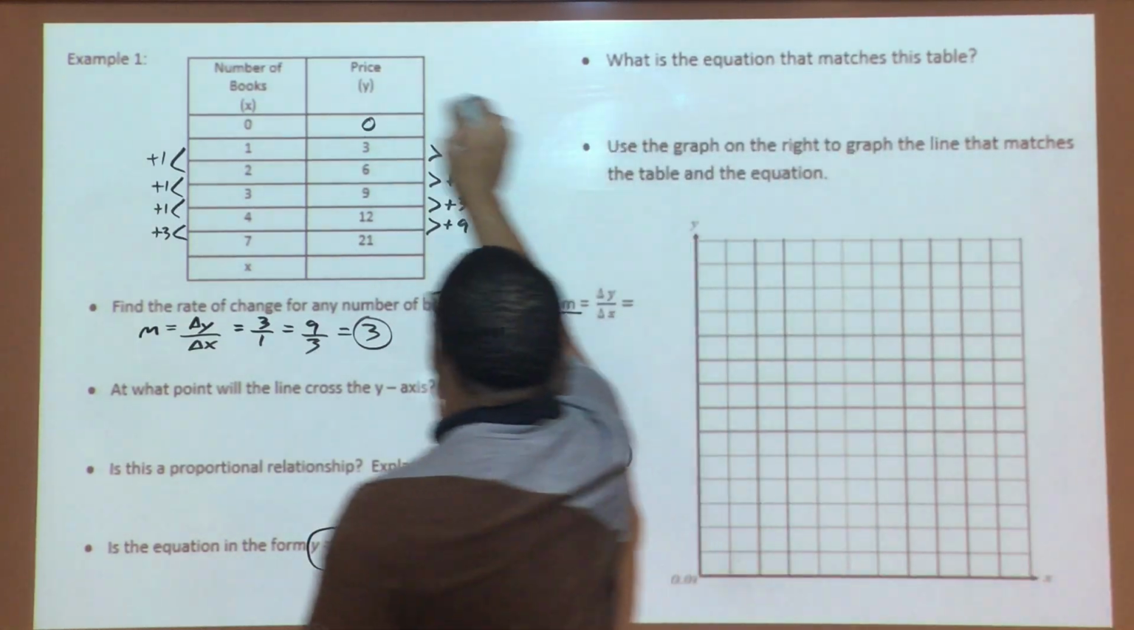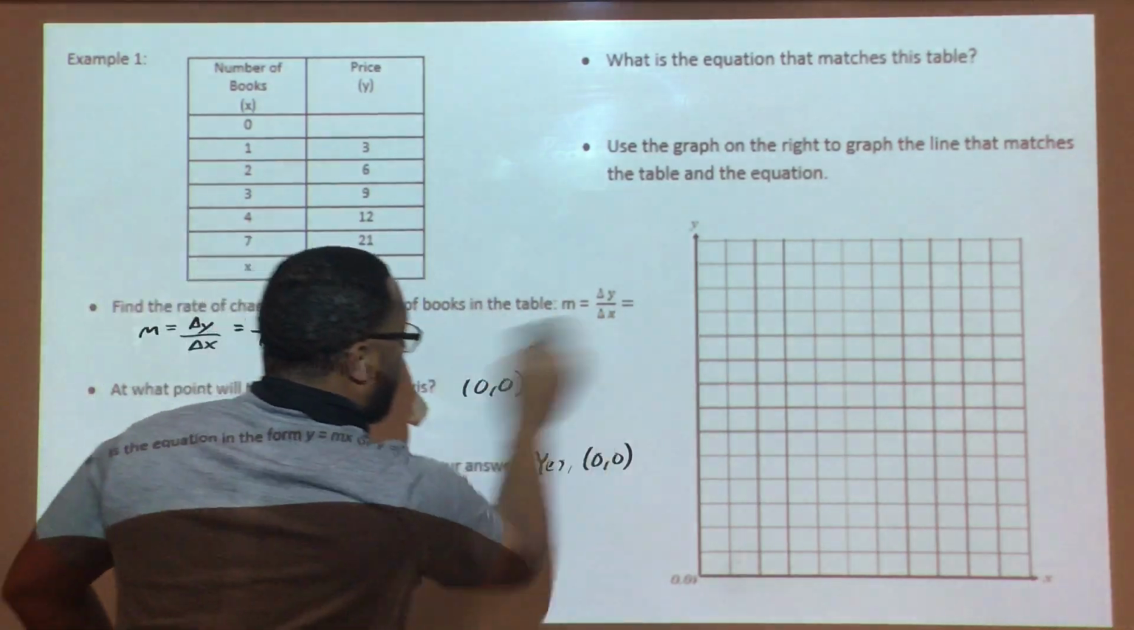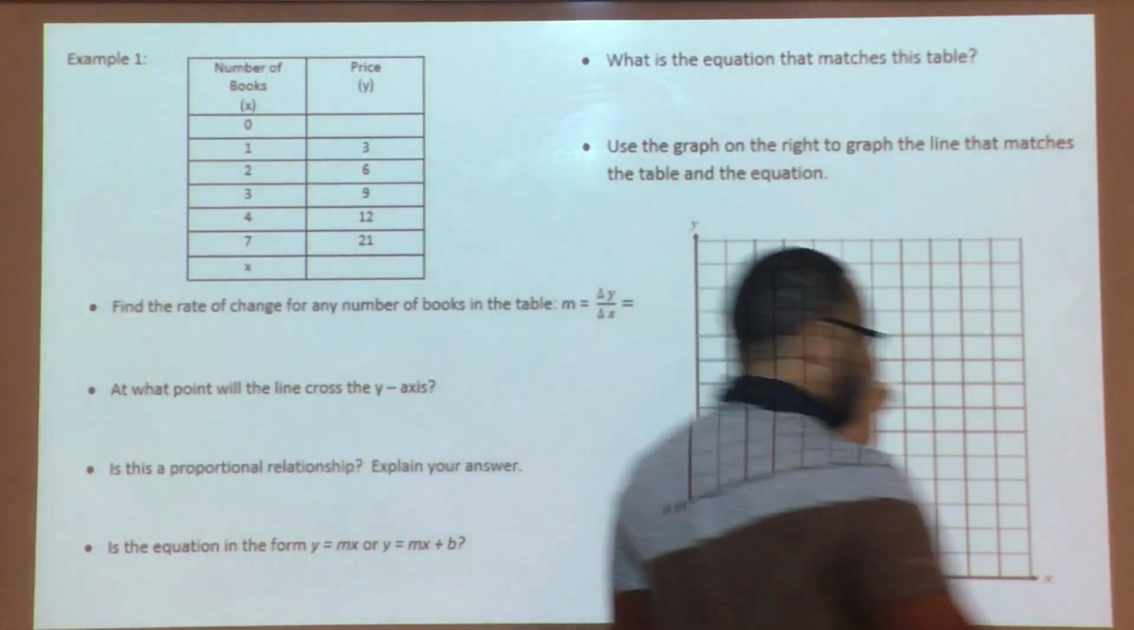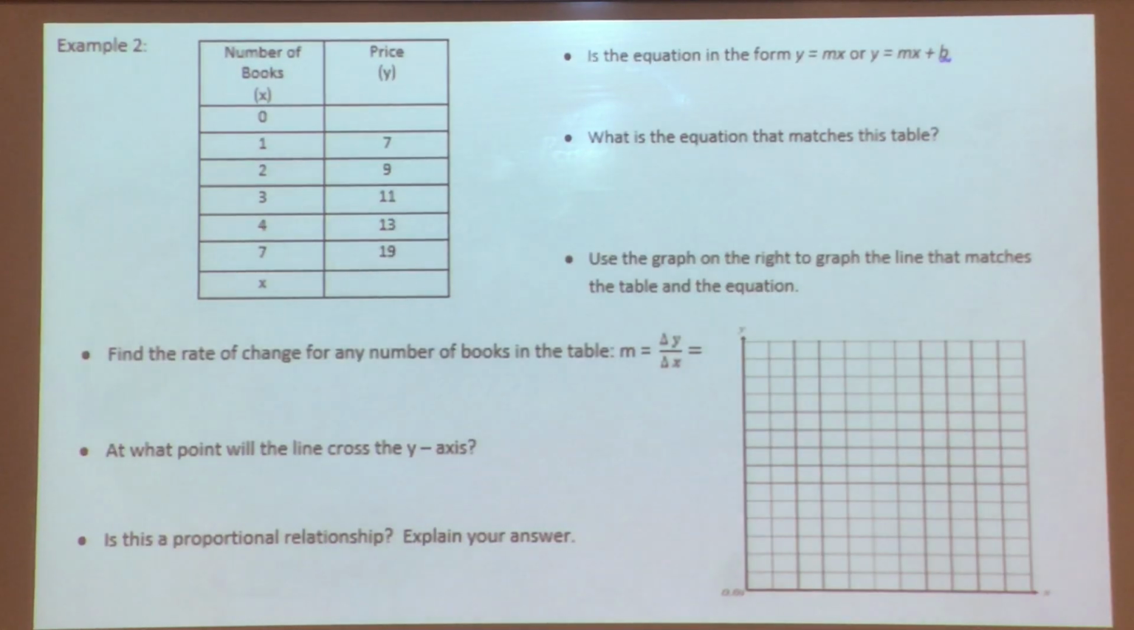Now we're gonna shift to another example. And again, as we work through these, you will see that it will start to make more sense to you. Let's look at this example. We're dealing with the same thing, number of books and price. It says find the rate of change for any number of books in the table. So that's what I'm going to do.